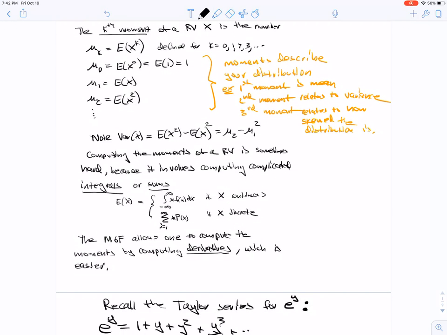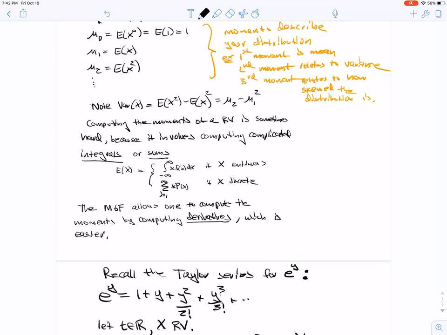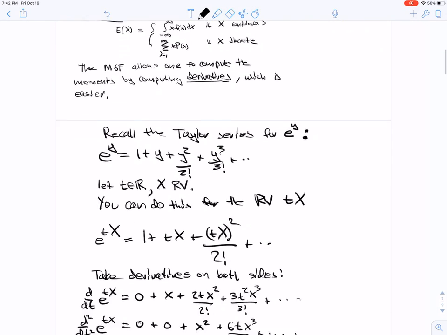Computing the moments of a random variable is sometimes hard because it involves computing complicated integrals or sums, right? Just take a look at the definition of the expectation in terms of an integral or a sum. But the moment generating function allows one to compute the moments by computing derivatives, which is easier.